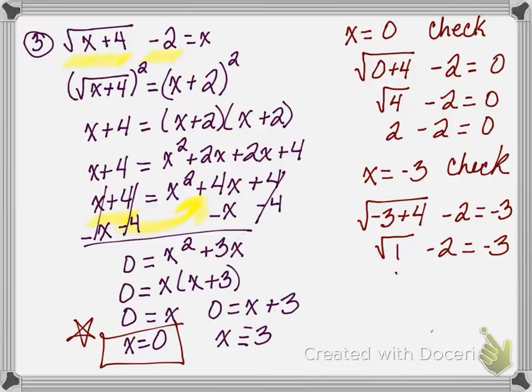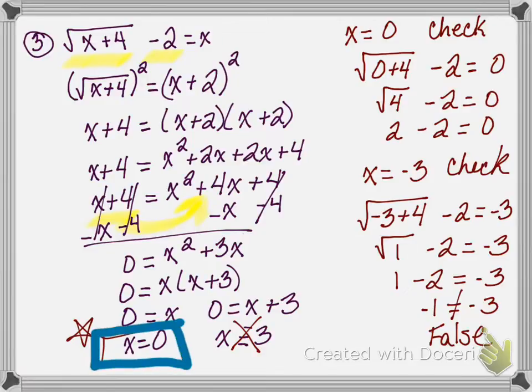The square root of 1 is 1. And 1 minus 2 is not equal to -3. So this situation right here is false. That means that x equals -3 is an extraneous solution and it is not part of our answer. So the only answer that I have is x equals 0.